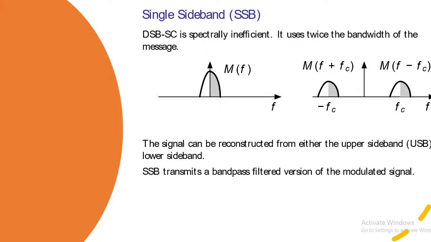What we can do is reconstruct the original signal from either the upper sideband or the lower sideband. You can see there are two sidebands, two sets. One is shaded, one is white. The shaded portion is called the upper sideband, the white portion is called the lower sideband. So either go for the upper sidebands or the lower sidebands. If you combine both the lower sidebands, that will give you the original signal. If you combine both the upper sidebands, that will also give you the original signal. So that is a very good technique that we can employ for efficient use of bandwidth.